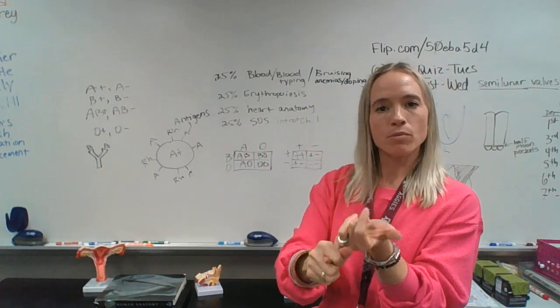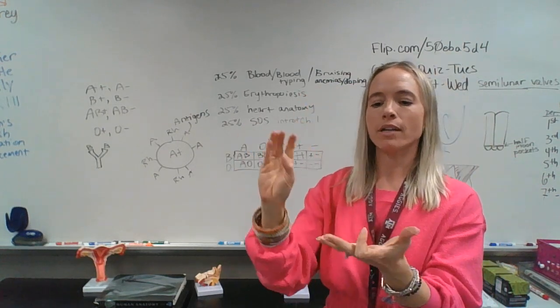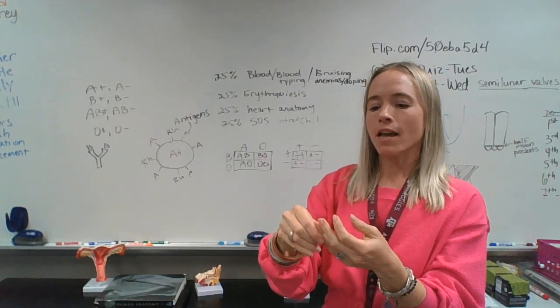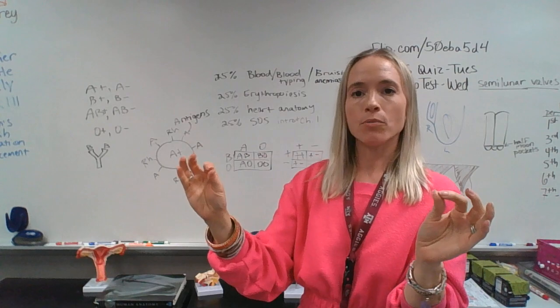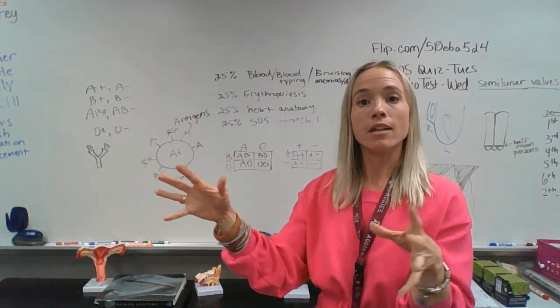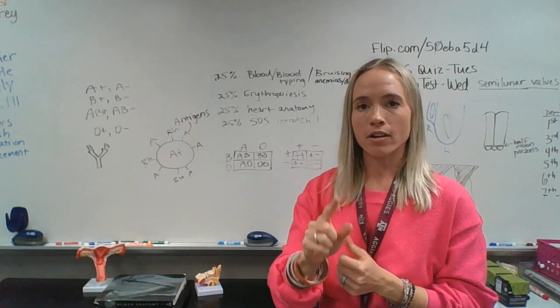Remember, red blood cells are erythrocytes, white blood cells are leukocytes, platelets are thrombocytes. They help clot your blood. And also you have plasma, which is mostly water, but it also has substances like antibodies that are in it.